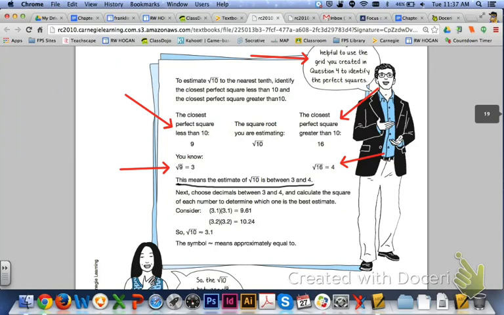So the next thing that you have to do is choose decimals between 3 and 4 and calculate the square of each number to determine which one is the best estimate. Now what they do here is they tell you to consider the decimals 3.1 and 3.2. When you square 3.1, you will get 9.61. When you square 3.2, you will get 10.24. So the square root of 10 is going to be approximately equal to 3.1, which gives 9.61.